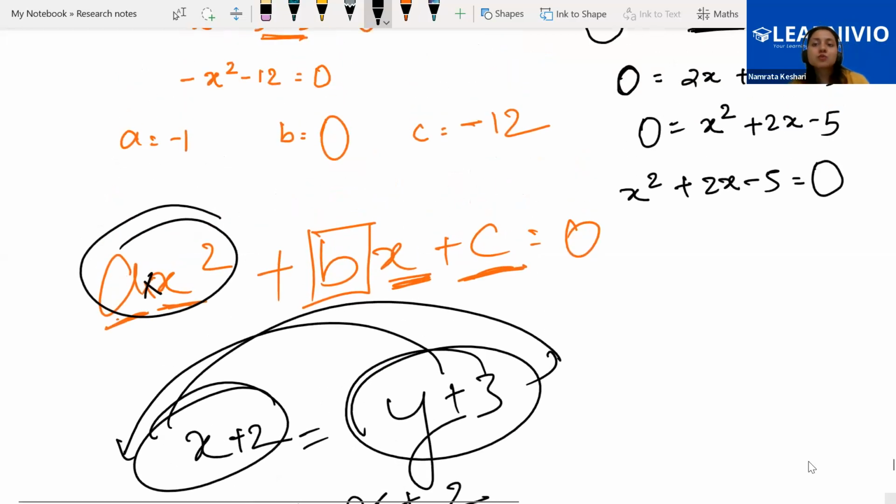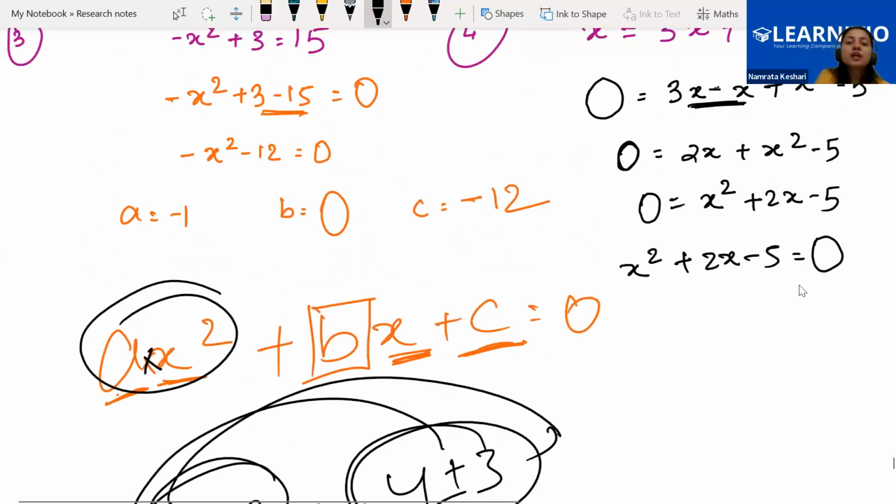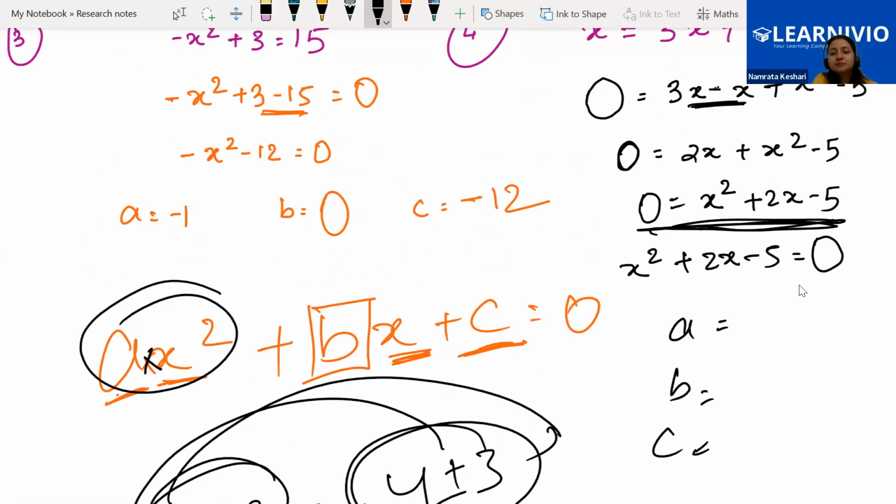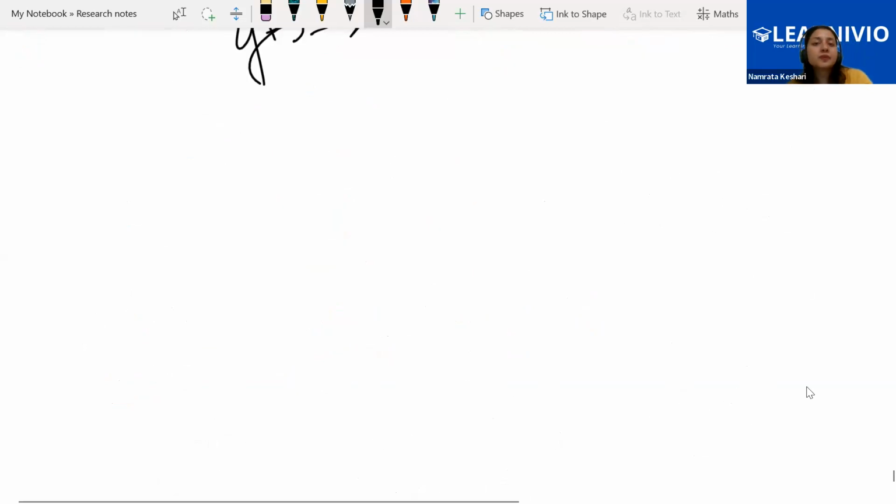X square plus 2x minus 5 is equal to 0, or 0 is equal to x square plus 2x minus 5, it is the same thing. Now can you tell me, Alvina, what is A, what is B and what is C? Quickly. A is 1, B is 2, and C is minus 5. Okay, got it, Abdul? Yes. This is how we express the given equation in standard form.